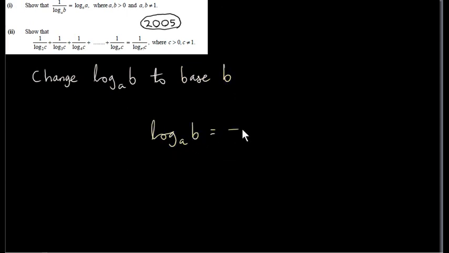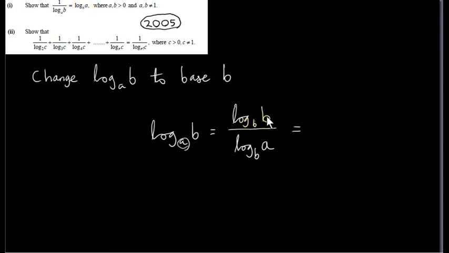Well, we want our new base to be base b because the log term on the right hand side is in base b. So b is our new base, so we get log to the base b of this argument here, and we divide by log to the base b of our old base, which is a. So that's how we change base. Base b can be any new base, but we choose base b because that's the term on the right hand side.